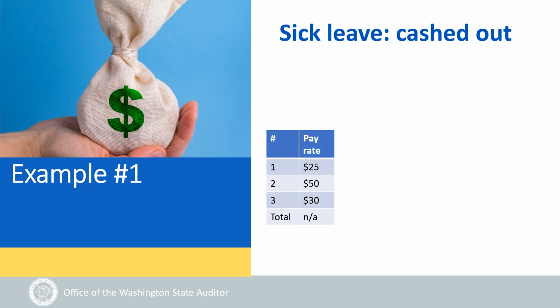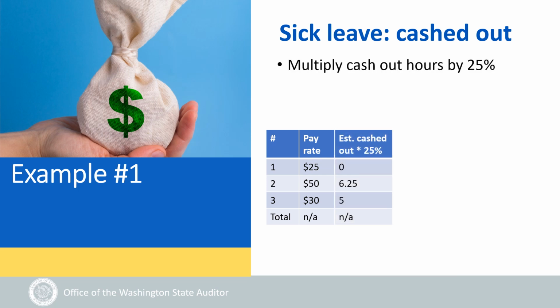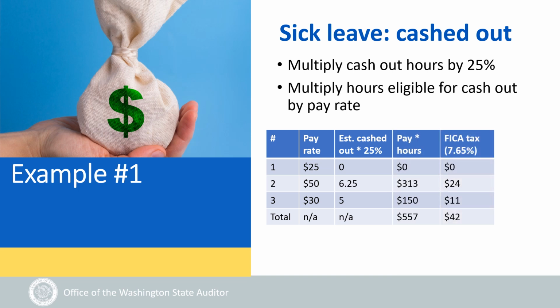Then we multiply hours estimated to be cashed out by 25%, since they are only allowed to cash out 25%, multiply that by the pay rate, and add salary-related payments. That gives us a total liability of $498 for sick leave to be cashed out. But we aren't quite done.